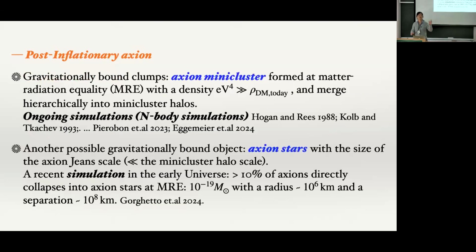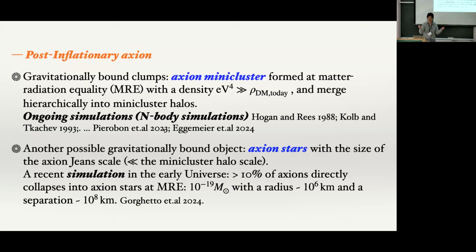And also, since PQ breaking happens after inflation, you could have order-one fluctuations in the field. And that will lead to the formation of gravitationally bound objects, such as axion mini-clusters. These mini-clusters are formed at matter-radiation equality with a very high density set by the density at equality time, which is much above the average dark matter density today.